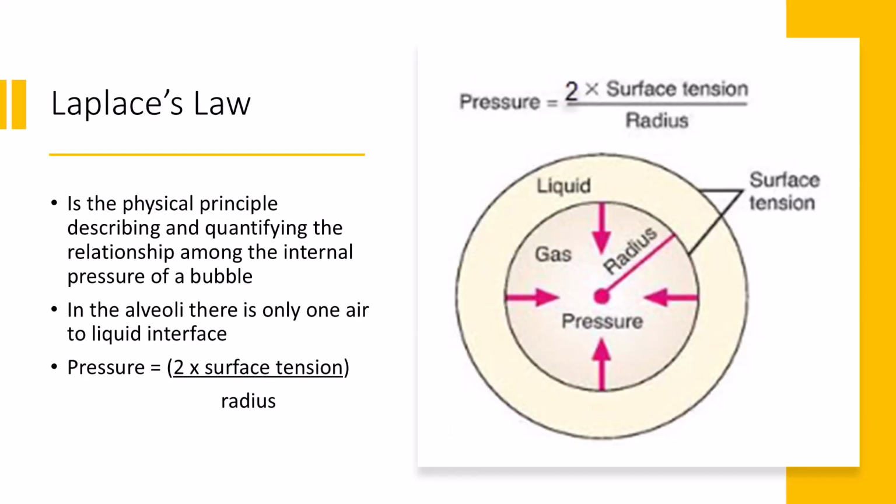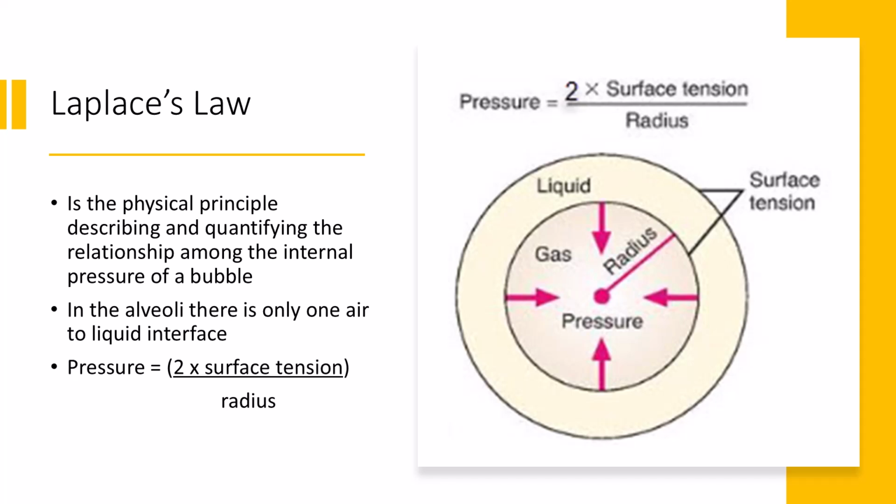Laplace's law describes the relationship between pressure, surface tension, and the radius of a spherical structure, such as an alveolus in the lungs. According to this law, the pressure inside a spherical structure is directly proportional to the surface tension and inversely proportional to its radius. In simpler terms, smaller spheres have higher internal pressure compared to larger ones when surface tension remains constant. This means that without intervention, smaller alveoli would be at greater risk of collapsing into larger ones, because the higher pressure in smaller alveoli would force air out, leading to their collapse.